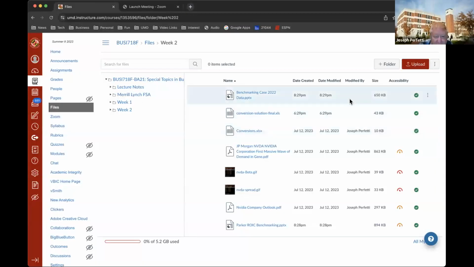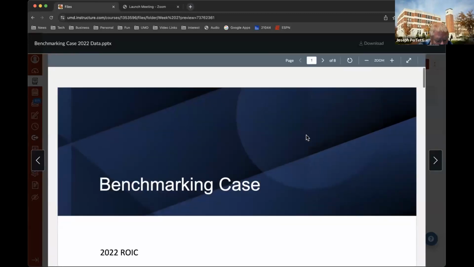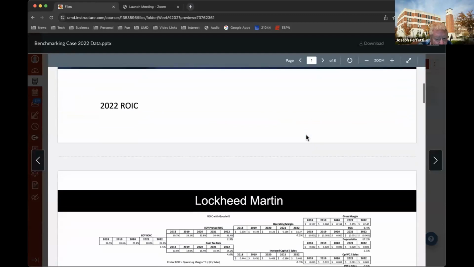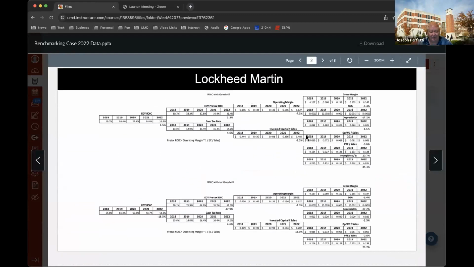Let me share my screen. In here, I'm going to start with the benchmarking case. I do work in the real world in the defense and aerospace industry. I just did some work for a company called Lockheed Martin, and next week I'm working with a company renamed RTX, which used to be called Raytheon Technologies. So this data has been shared with both of their companies. It's real data, public data, but it's an exercise I do with their executive team.